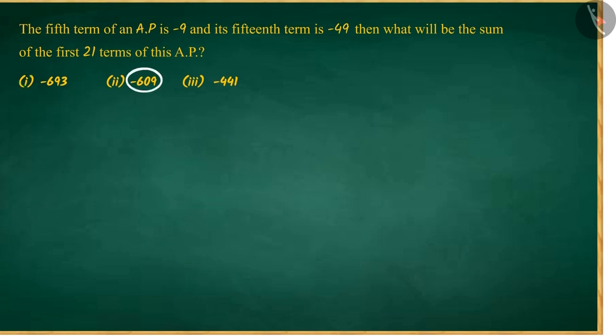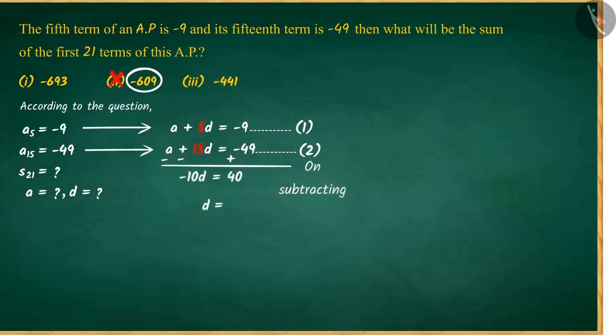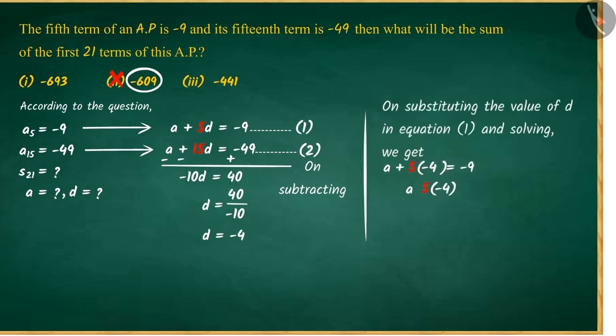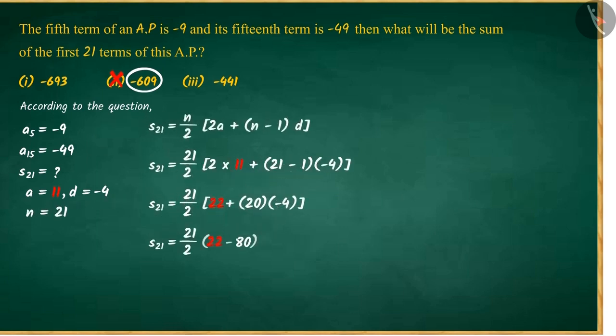If you have selected option 2, then it is a good attempt, but it is the wrong answer. Because your attempt was based on the wrong formula for the nth term of the arithmetic progression, you made the wrong equation from the 5th and 15th terms. And solving it further, you got the wrong value for the first term A. Proceeding in the same order, you solve the equation by substituting the incorrect value in the formula for the sum of the nth term, because of which your answer was incorrect.